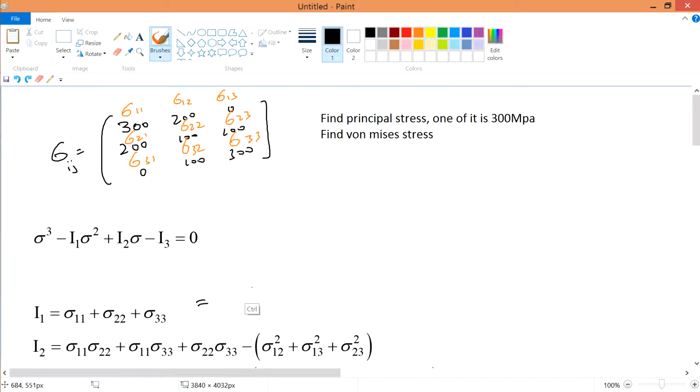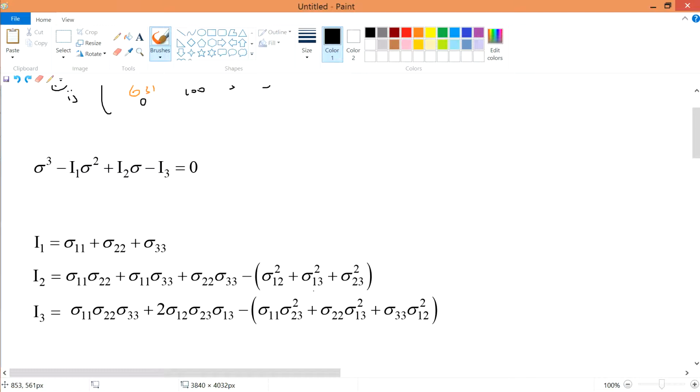Then as for this one, sigma 11 multiplied by sigma 22, you'll get a certain value, 300 times 100, and then plus sigma 11 times sigma 33, and the rest should follow. You just substitute in and you should get the values. Once you substitute for I1, I2, I3, what you have are these values here: 700, 100,000, and minus 6 times 10 to the power of 6.